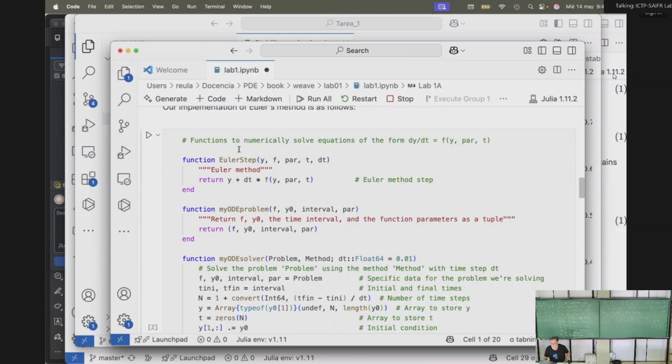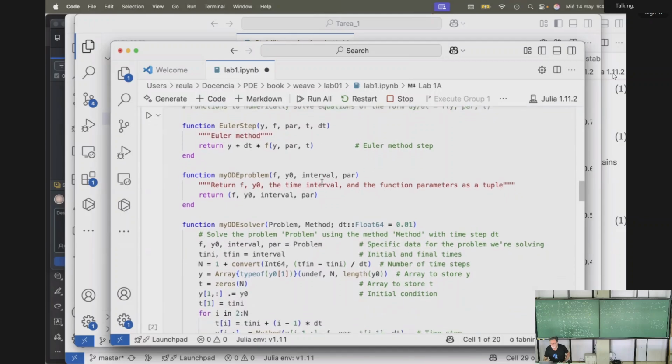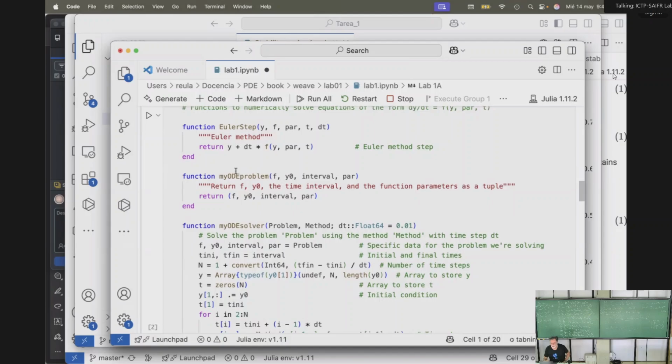So you create the Euler step. It's a function that just makes the step only. And then you define this function, my other problem. Remember, the other was other problem only. This is my other problem to distinguish, but it's the same thing. It just gives it the f, the initial point, the interval where you want to integrate, and some parameters for the f. And what you return is this tuple, nothing more than that. It returns all these parameters again.